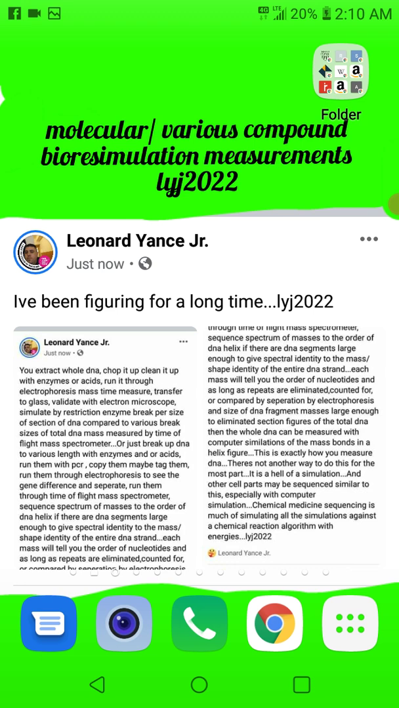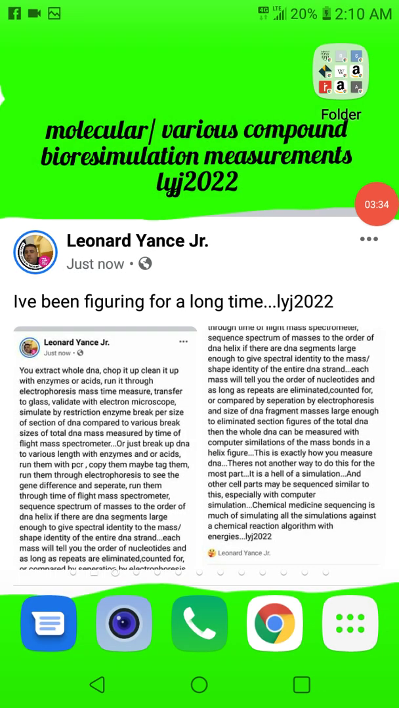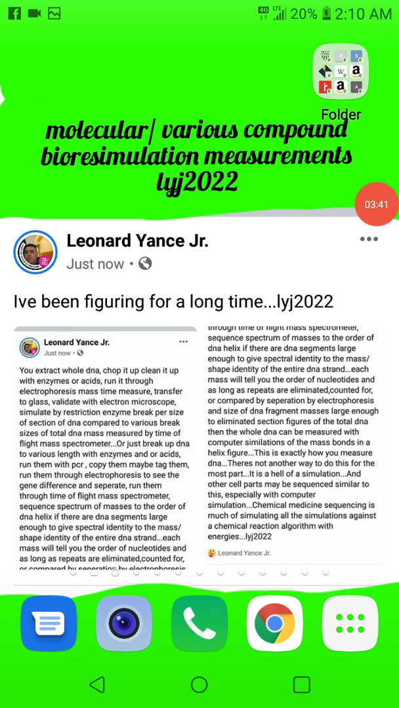There's no other way to do this for the most part. Not even X-ray crystallography or gamma ray crystallography or proton or electron. This is how you do it. This is like the only way. There's not another way to do this for the most part. It is a hell of a simulation. And other cell parts may be sequenced similar to this, especially with computer simulation.